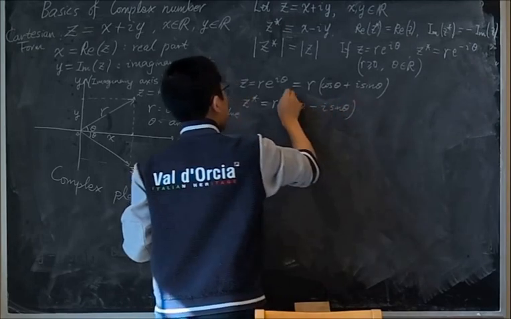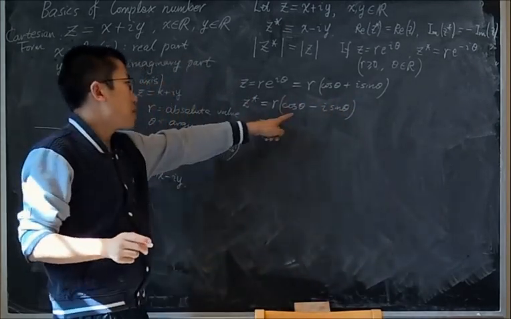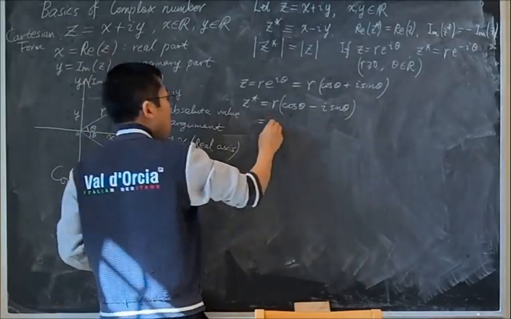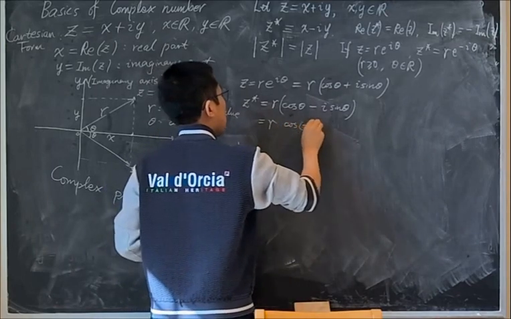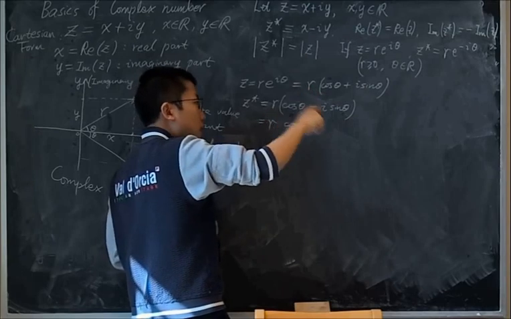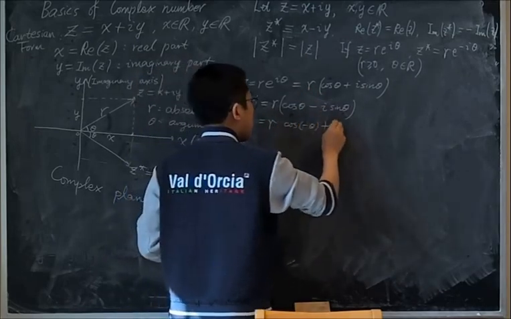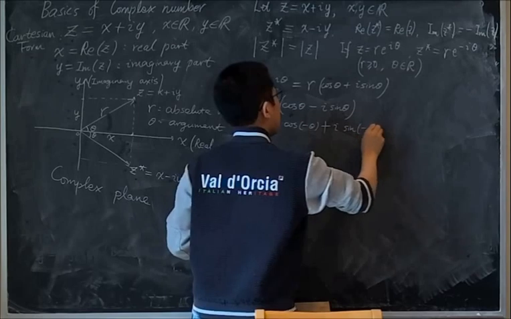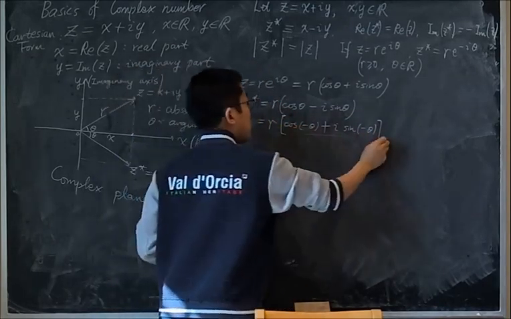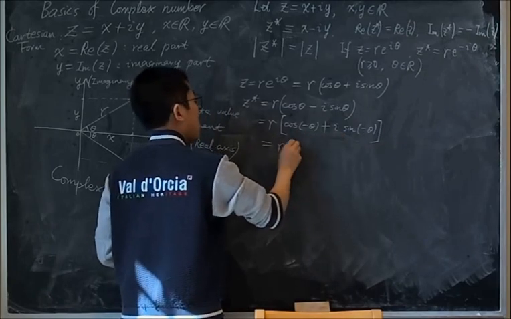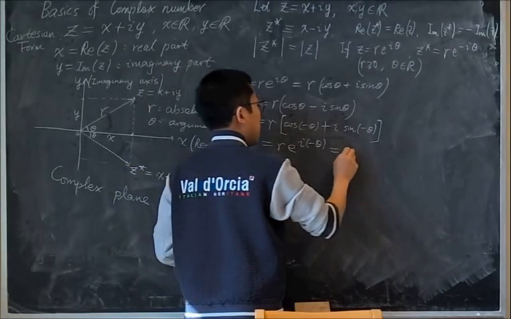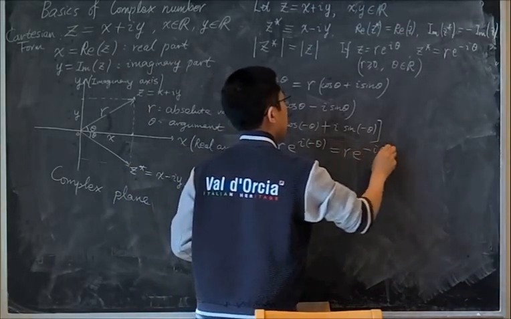That's the definition. But remember that cosine is an even function and sine is an odd function. So cosine theta is the same as cosine negative theta, while sine theta is the negative of sine negative theta. So this negative could become a positive, and this sine can be written with negative theta. So according to the polar form expansion, look at this, Euler's identity. This is obviously r times e to the i of negative theta. That's exactly the same as r e to the negative i theta.